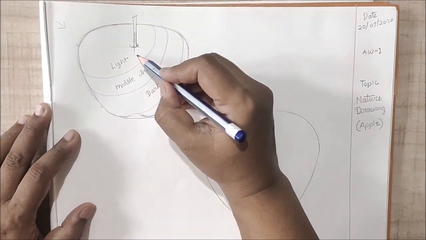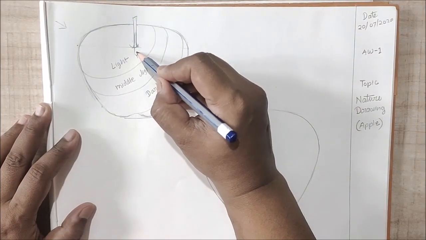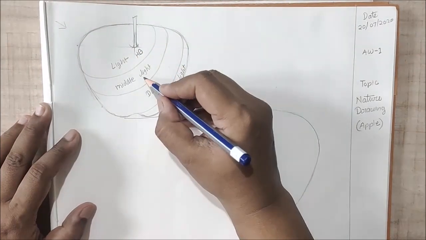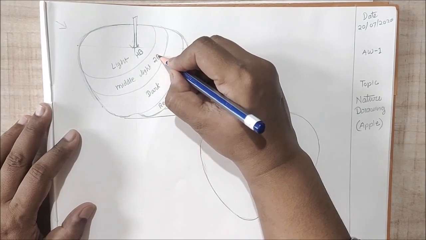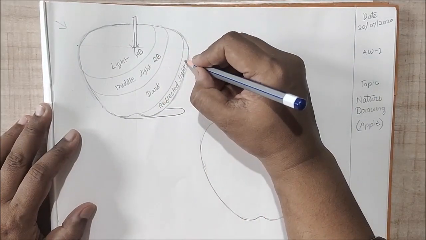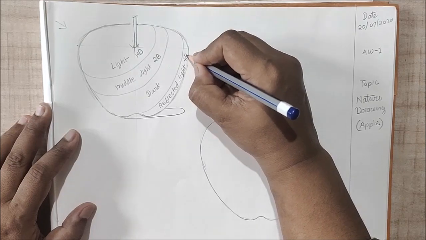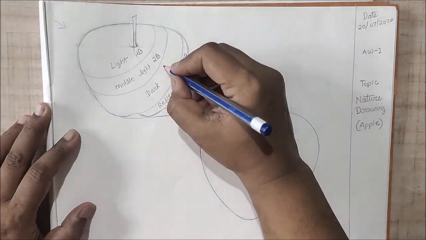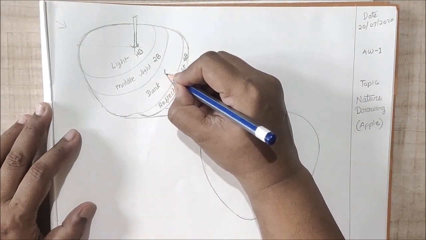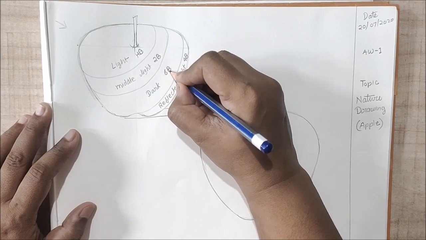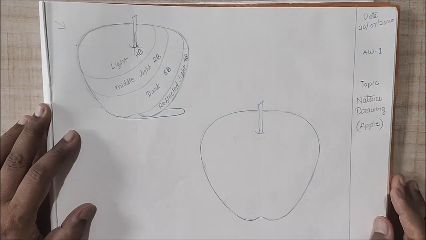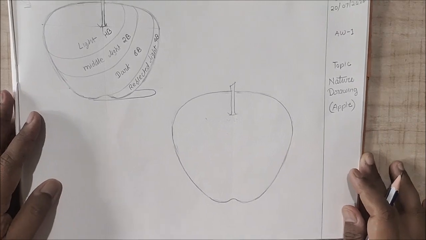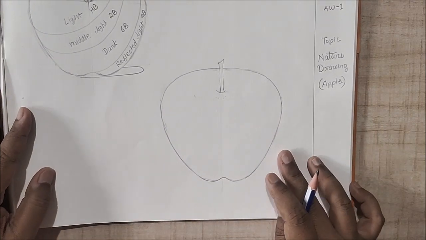So the light part we will shade with an HB pencil, the middle part we will shade with a 2B pencil, then the reflected part we will shade with a 4B pencil, and the dark part we will make with a 6B pencil. Okay, so now I'm going to show you how to do the shading in this apple.